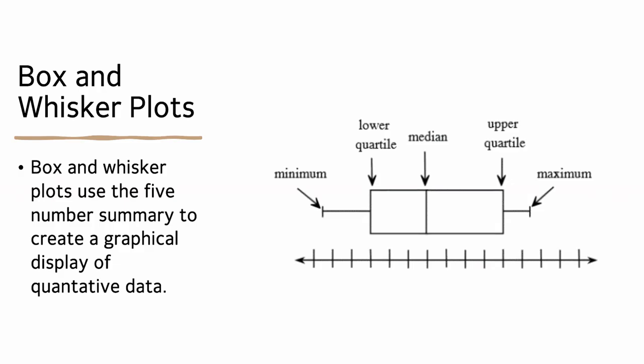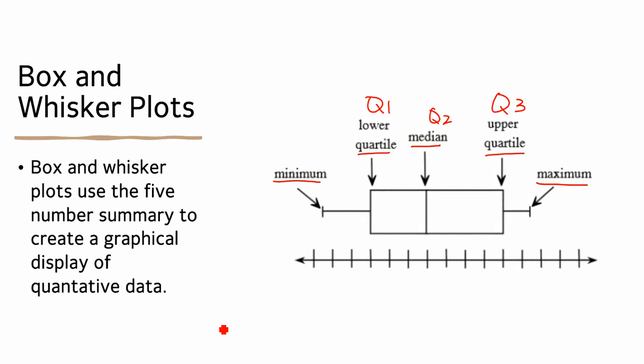So first, a quick definition. A box and whisker plot looks like this right here, and it uses what we call the 5-number summary to create a graphical display of quantitative data. Quantitative data just means numerical data. The 5-number summary is the minimum, or the lowest number, the lower quartile, or in other words Q1, your median, also known as Q2, then your upper quartile, or in other words Q3, and then finally your maximum.